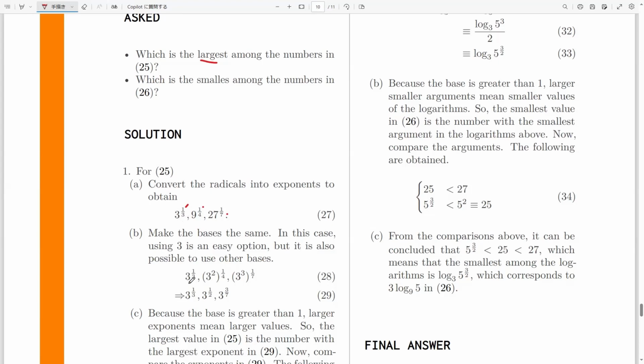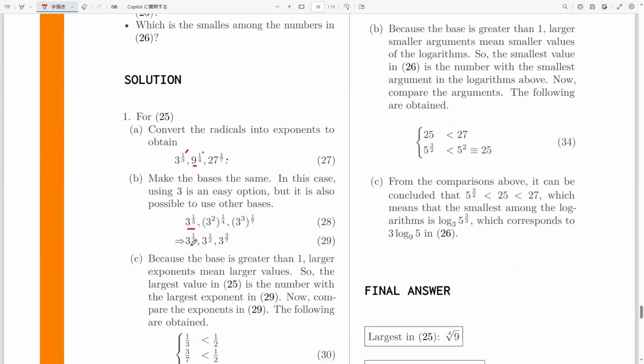So 3 to the 1/3, that doesn't change. Second one, we express 9 as 3 squared. You got 1/4 outside, so 2 times 1/4, the exponent becomes 1/2, okay? 27 is 3 cubed. You've got 1/7 outside. 3 times 1/7, you got 3/7. Now, the bases are the same. We just have to compare the exponents.